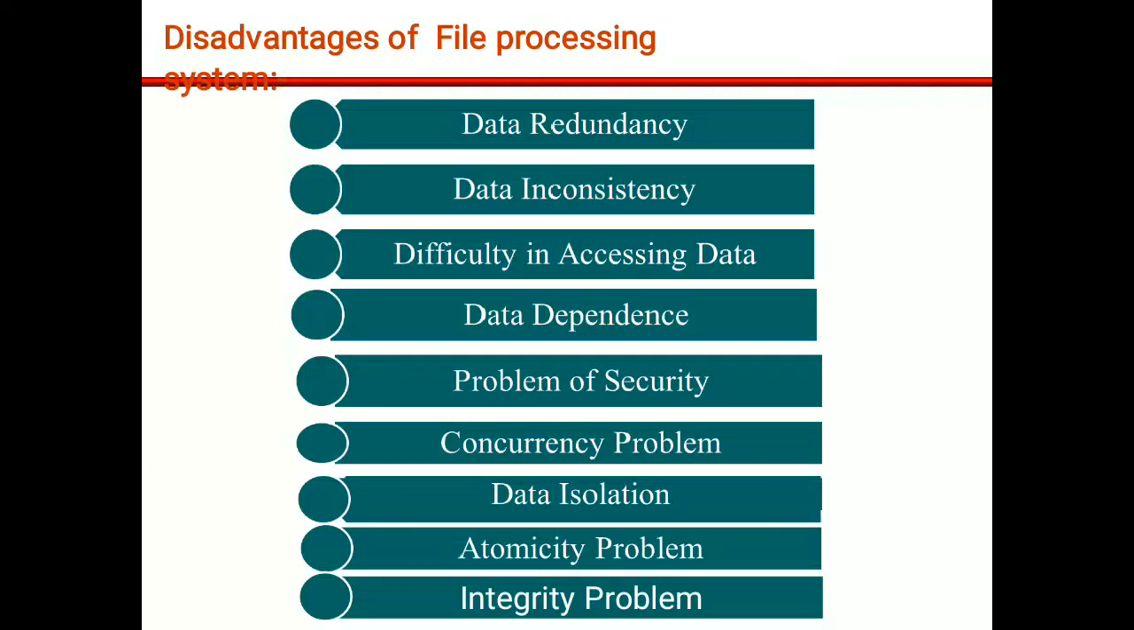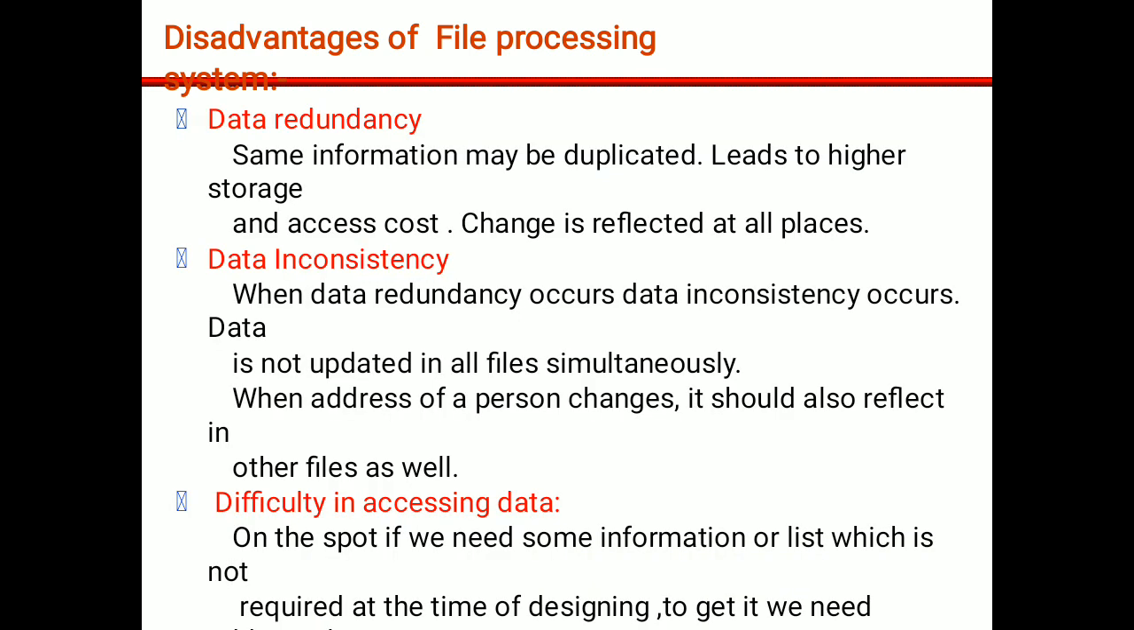Hello students, in this lecture we will see the disadvantages of file processing system, or before database management system, the system which is used for storing the data is file processing system. So, there are 10 different disadvantages of file processing system: data redundancy, data inconsistency, difficulty in accessing data, data dependence, problem of security, concurrency problem, data isolation, atomicity problem and integrity problem. We will see one by one.